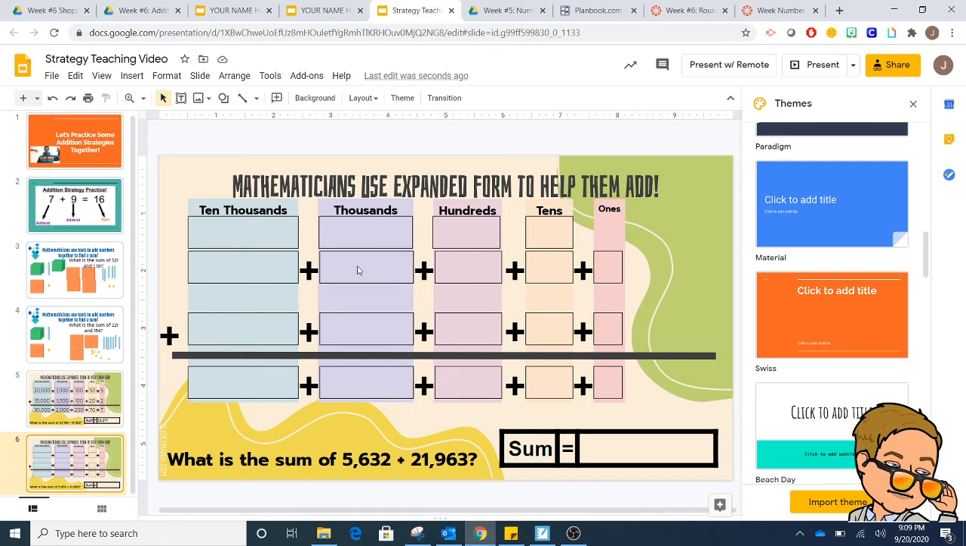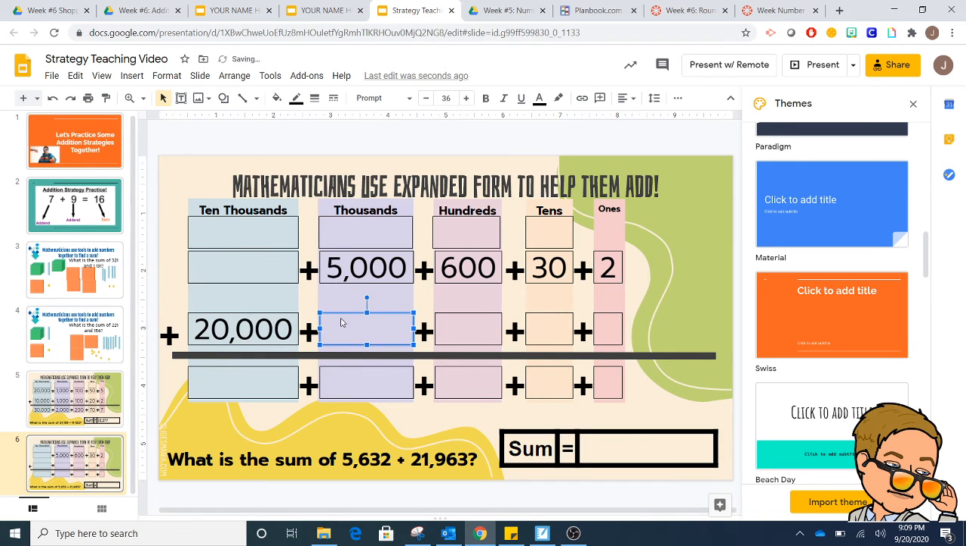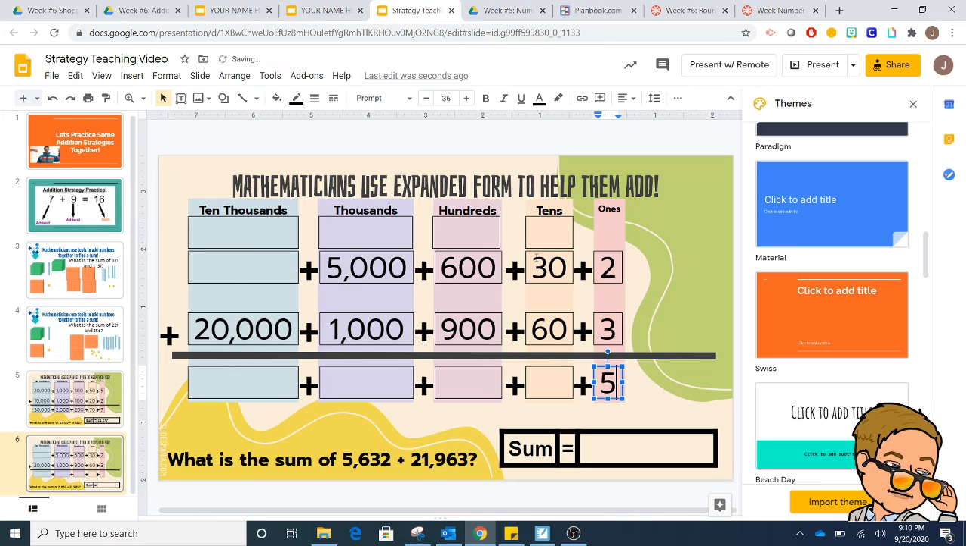Okay, now that you've had time to try it, I'm going to put these numbers in. And you can check yours with mine. So here's 5,632. Here's 21,000. And 963. Now we'll add them together. 2 plus 3 is 5. 30 plus 60 is 90. 600 plus 900 is 1,500.